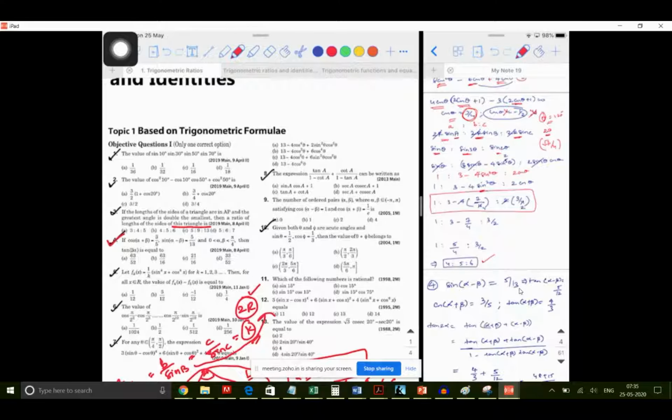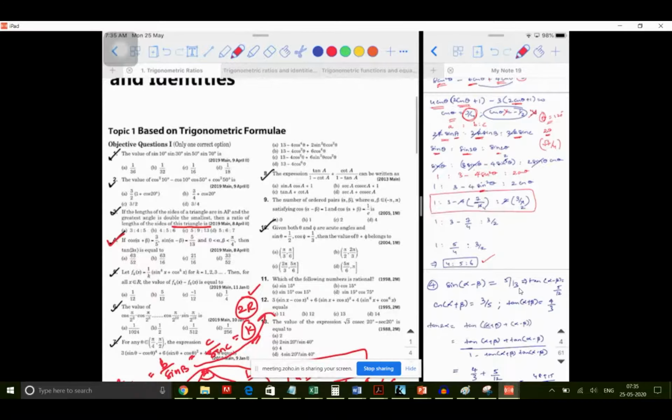So next is this problem. If cos of alpha plus beta is equal to 3 by 5 and sine of alpha minus beta is equal to 5 by 13, where alpha and beta lie in the range of 0 to pi by 4, then what is the value of tan 2 alpha?